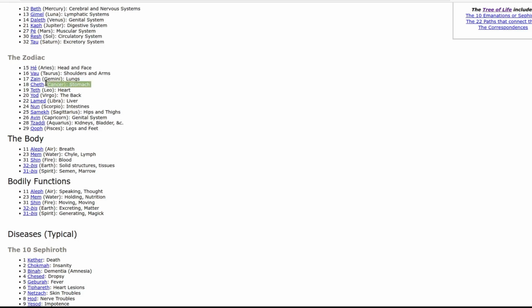I would actually put Cancer as the breast region, the chest, the pectoral region specifically. Leo is the heart and the circulatory. It says here Virgo, the back. Virgo also is the digestive and the belly.